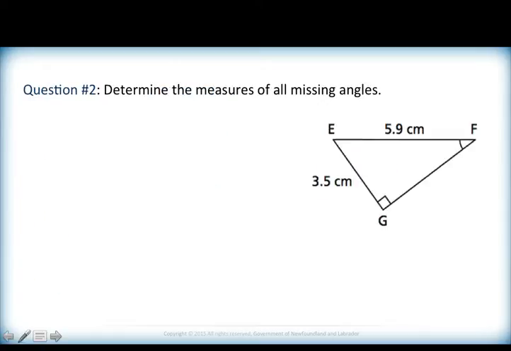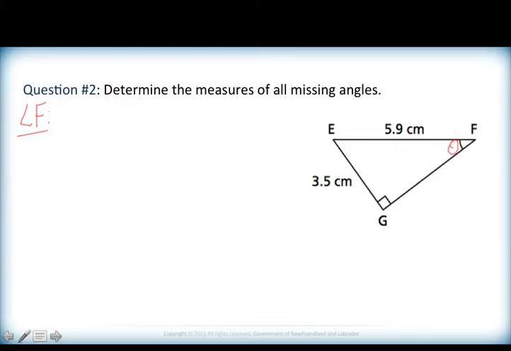Question 2, determine the measure of all missing angles. So first of all, we are given a 90-degree triangle, a right triangle. We need to find angle F first. So angle F is labeled here, so we can get started. So we can label that theta if we want. So we're given opposite 3.5 centimeters and our hypotenuse is 5.9 centimeters.